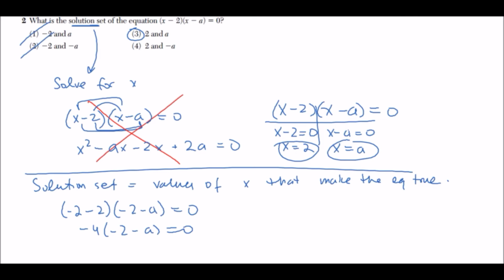So now we know that 2 is definitely going to be one of our answers. All we have to do is test a. So if I do (a minus 2)(a minus a) is equal to 0, well, what we get here is a minus 2 times 0. That has to equal 0 no matter what a is, because a minus 2 times 0, regardless of what a is, any number times 0 is always going to be 0. So a checks out as one of our answers.